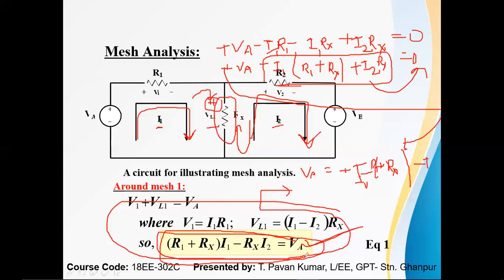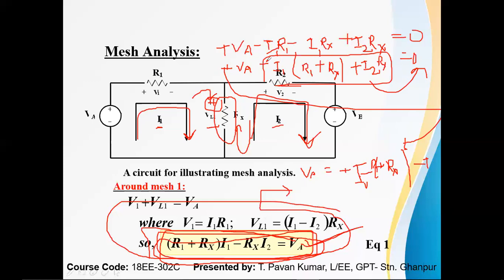Don't merge two rules, or two ways of steps. You should follow only one way of approach. That is what we discussed in our session number 8. So this is for loop equation number 1. Now loop equation number 2 means mesh 2.